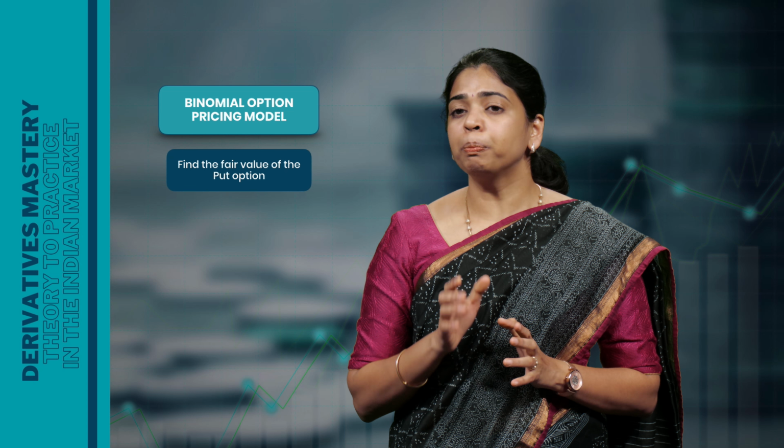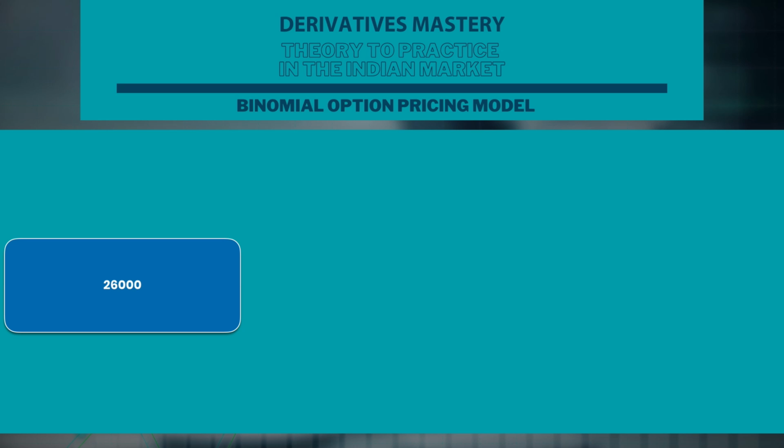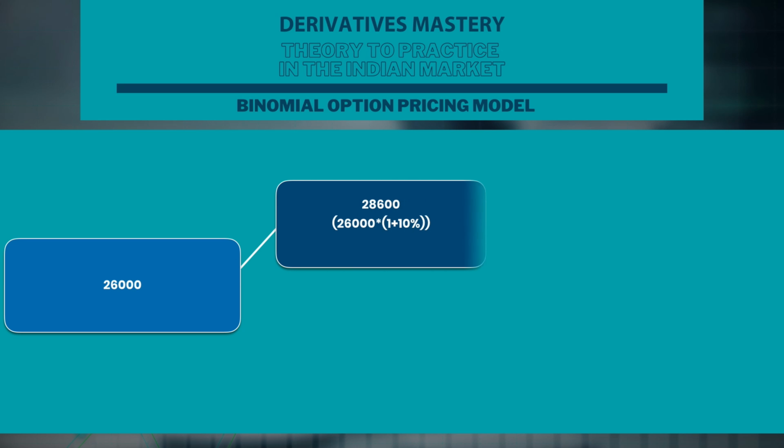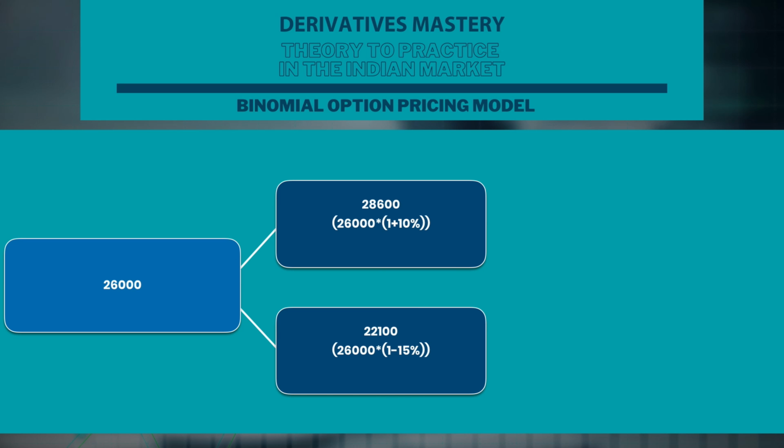So we start with the current Nifty index value, which is 26,000. At the end of the first quarter, the index value has two possibilities. It can either increase by 10%, that is 26,000 into 1 plus 10% gives us 28,600, or it can decrease by 15%, which is 26,000 into 1 minus 15% gives us 22,100. So these are the two outcomes after the first quarter.